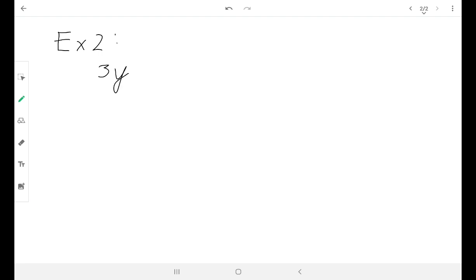We want to do 3y over 2x cubed plus 5z over 8xy squared, like that. So the way that you have to do these is just like adding any other sort of fraction together. They need common denominators.